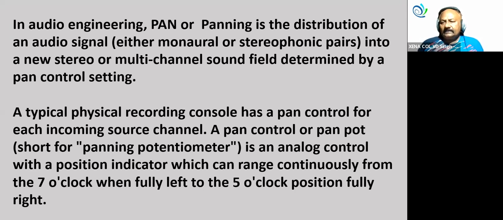In the case of certain other instruments, you would like to set the image in a proper stereophonic scenario, so you can increase or decrease pan. That means panning is either to the right, to the left, or in the center. A typical physical recording console has a pan control for each incoming channel, and it is also known as a pan pot, panning potentiometer. It's an analog control with a position indicator which ranges continuously. When you rotate it towards the left, it goes to the 7 o'clock position, and rightmost is the 5 o'clock position.